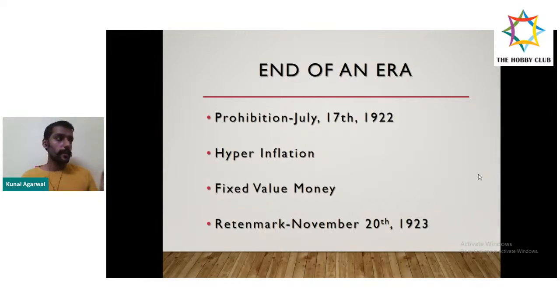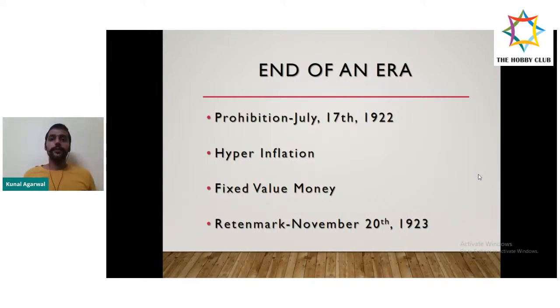And in that case, a lot of things were seized. Factories, industries were seized by France, which kicked Germany into hyperinflation. And when this monetary crisis started, again the entire thing was messed up. Notgelds started again. After that, they tried to fix it using a method called fixed value money.